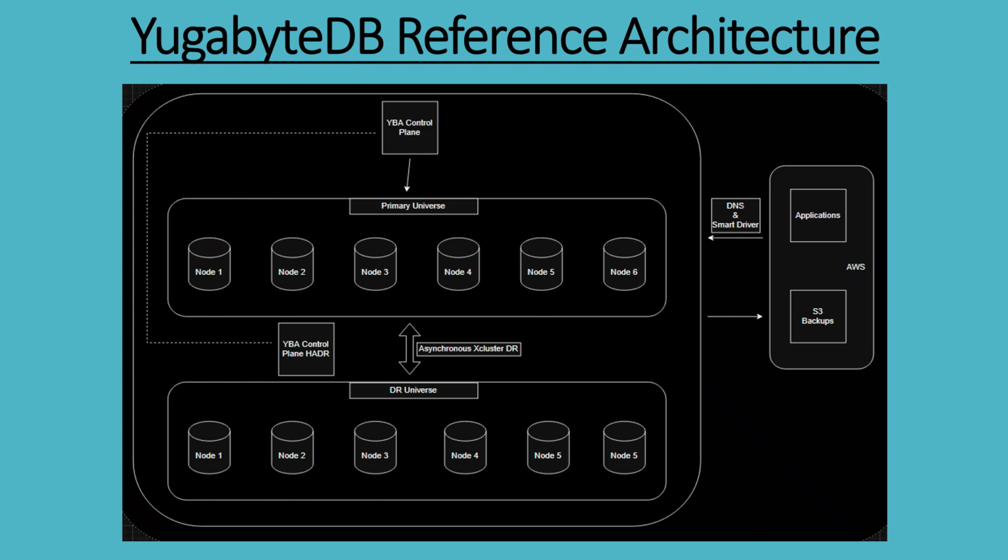So one last item that I want to talk about is the smart driver. So now in distributed architecture you have 6 nodes, and if you have an application which wants to connect to this particular primary universe or cluster, you don't know which node to connect to, because your data is sharded and tabletized and stored on each of the 6 nodes.